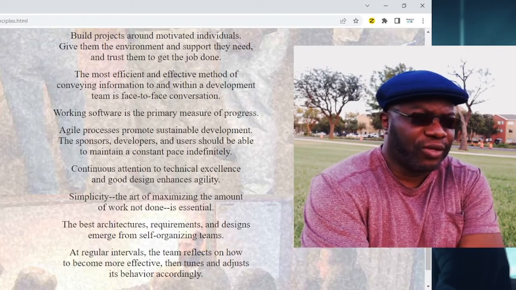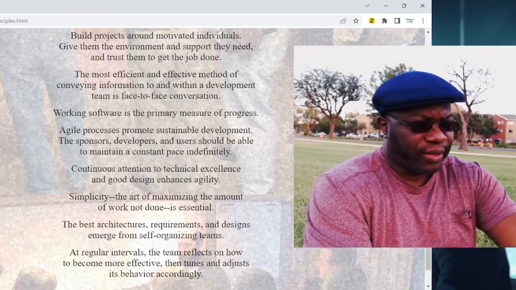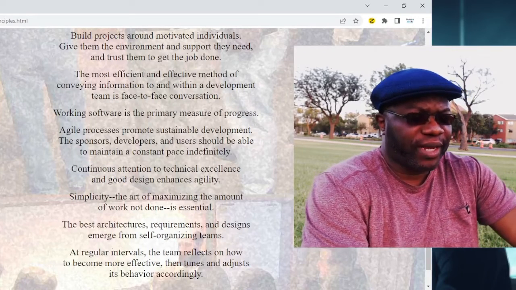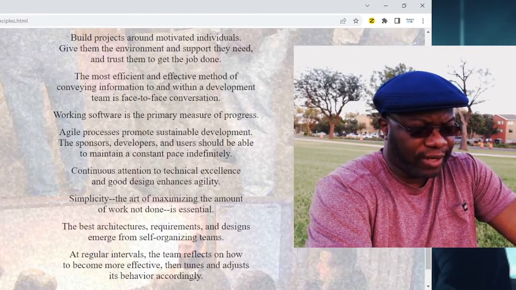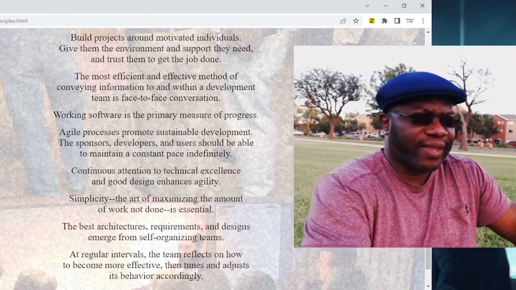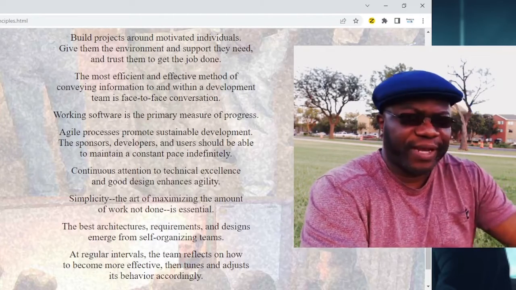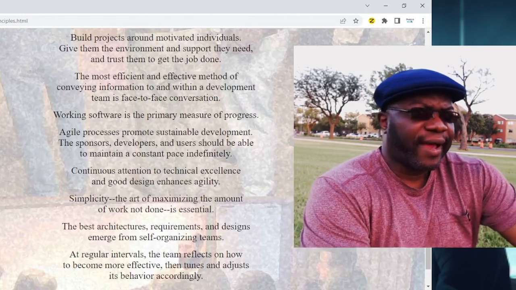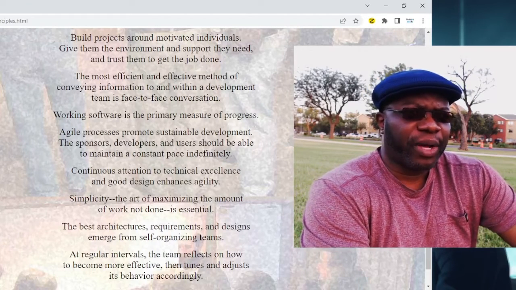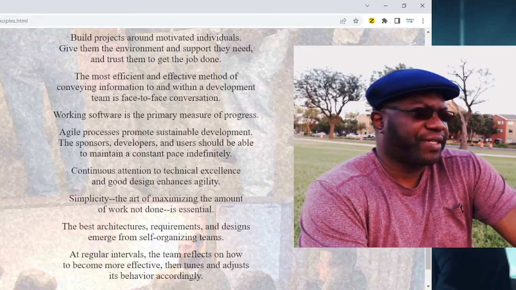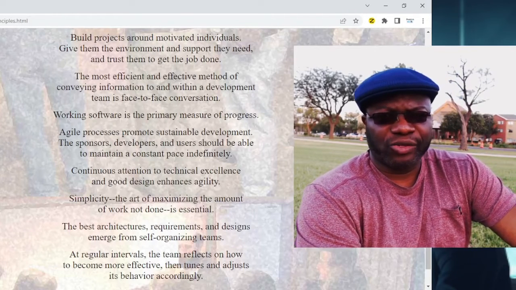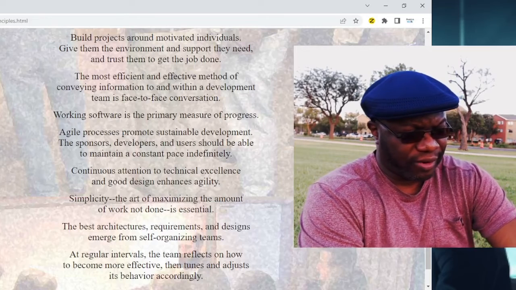No, that's not good. We want to build our projects around a team that enjoys coming into work, a team that is enjoying the environment that they're in because we give them the environment and support they need. We trust them to get the job done, and we're not babysitting them. We're not bubble wrapping them. They're allowed to make mistakes. They correct. They get on the paddy wagon, and they do better. And that's the general idea.